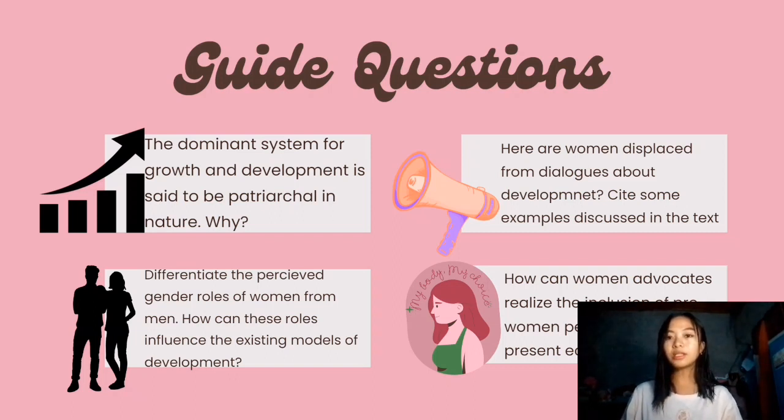Cite some examples discussed in the text. Differentiate the perceived gender roles of women from men. How can these roles influence the existing models of development? How can women advocates realize the inclusion of a pro-women perspective in the present economic system?